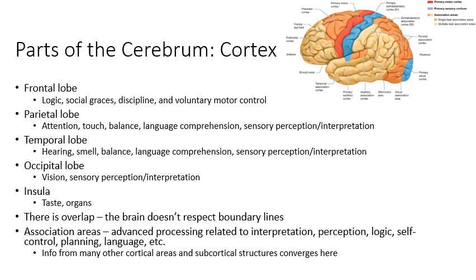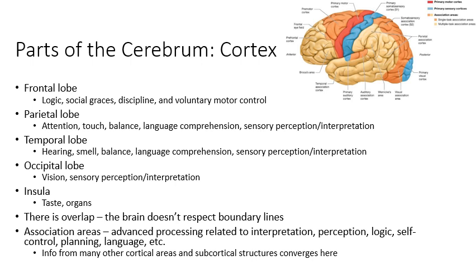Most of the cortex in the image consists of association areas, so everything that's beige, and most of the stuff that's a lighter red. Association areas are parts of the cortex where information is converging from different sensory systems, or just different systems in general, and it's all being interpreted together.